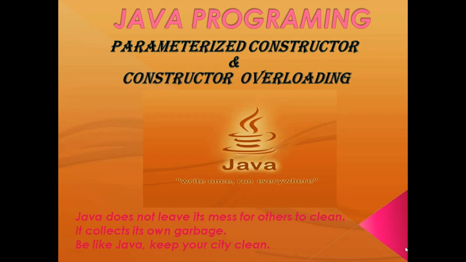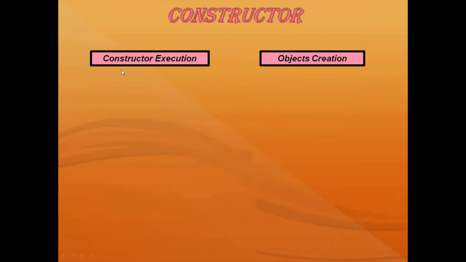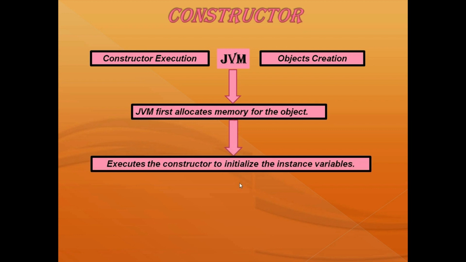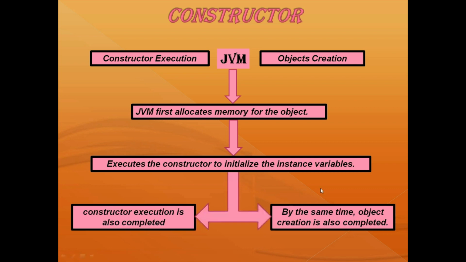Before discussing parameterized constructors, I want to tell you when a constructor is called: before creating the object or after creating the object. A constructor is called parallelly while the object creation is going on. JVM first allocates memory for the object and then executes the constructor to initialize the instance variables. By the time object creation is completed, the constructor execution is also completed.